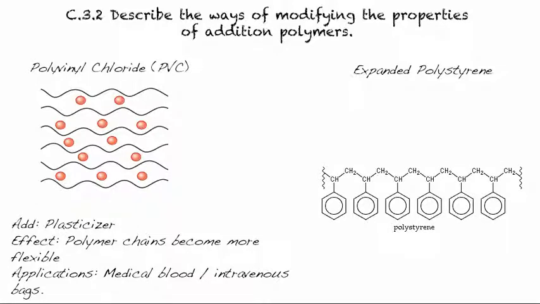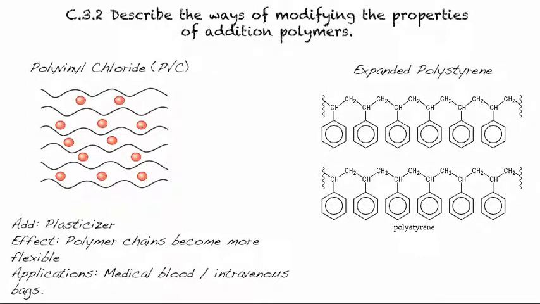Now when we take a look at expanded polystyrene, again we have a chain and it has a phenyl group on it. If we stack them, they can stack very close together because they are linear, but in this case we want to manipulate the density of it. So we can add a volatile organic compound, volatile meaning that it will become a vapor at a fairly low temperature.